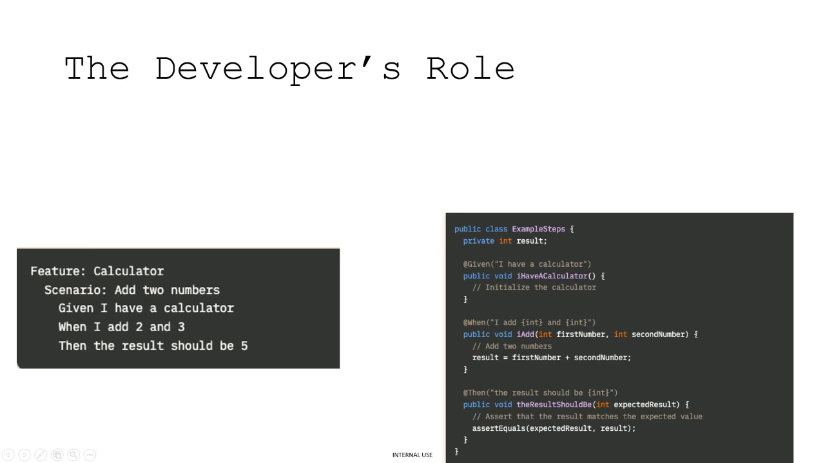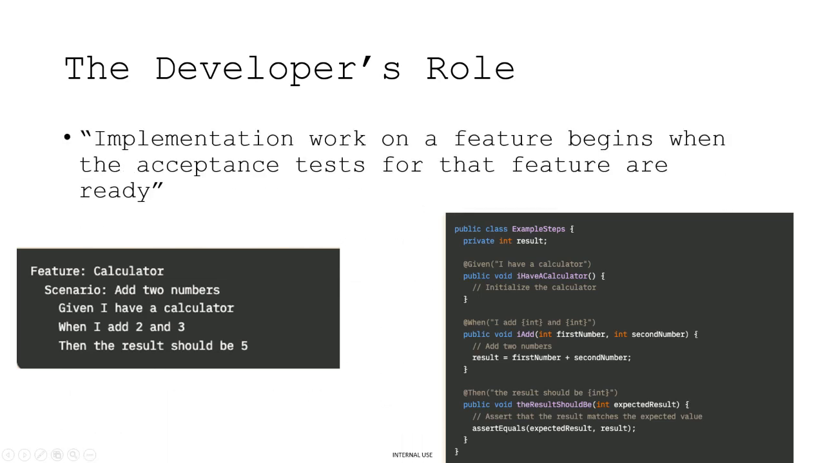The developer's role. So implementation work on a feature branch begins when the acceptance tests for that feature are ready. This lines up with what I was just saying on the last slide. Acceptance tests are in, they are put in the story, they are in Jira. Now we start to work and code out the feature.